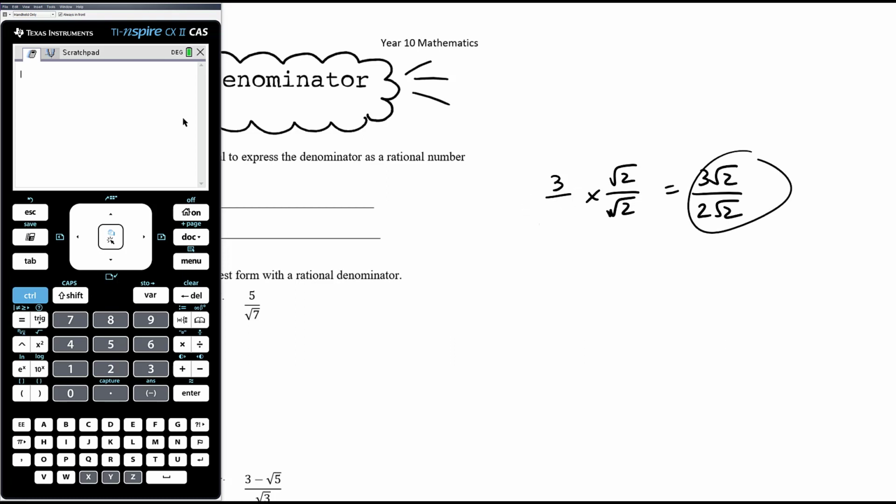But I guess the point is if this was 3 on root 2, well then when we multiply the top and the bottom by root 2, on the denominator, root 2 times root 2 is just 2. And now we've got this nice fraction without a surd in the denominator, i.e. with a rational denominator. And so that's the idea of what we want to do here.